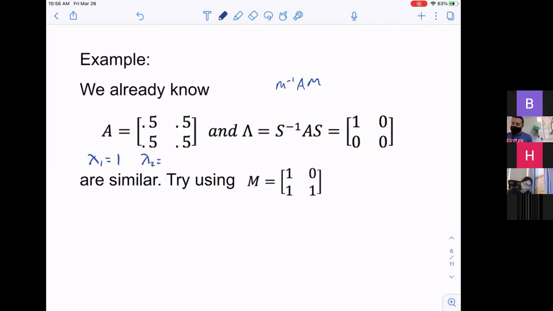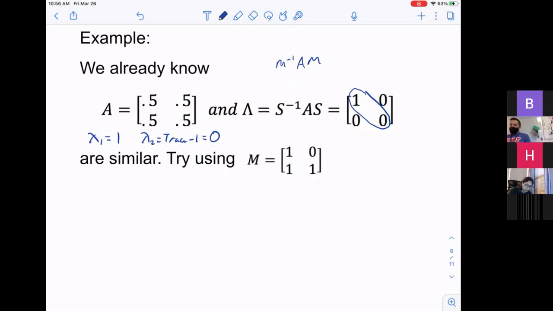The second one we can find by taking the trace minus 1. Well, the trace here is 1/2 plus 1/2, which is 1. 1 minus 1 is 0. So we have our 2 eigenvalues there. So our capital lambda, notice that's what we put here, right, is our 2 eigenvalues, 1 and 0. Those two are similar. They are similar by definition, but they're also similar, having the same eigenvalues there. But again, we could use any M we want as long as it's invertible. It doesn't have to be S's, and we could get other types of similar matrices.